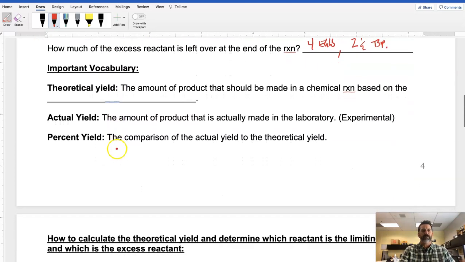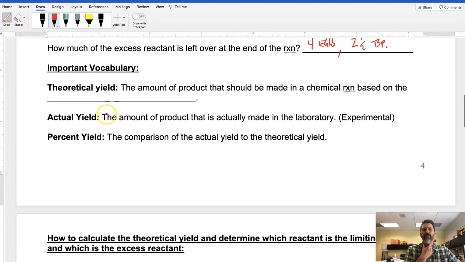All right, so important vocabulary here. The theoretical yield is the amount of product that should be made, based on the balanced equation or based on the recipe. I can always calculate my theoretical yield. How much should I get according to my balanced equation?